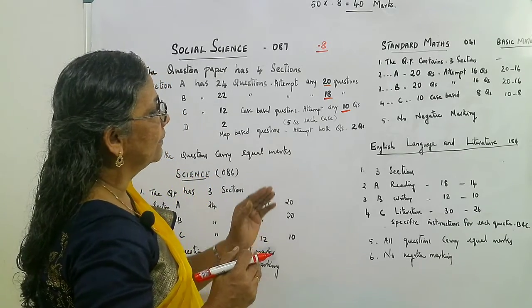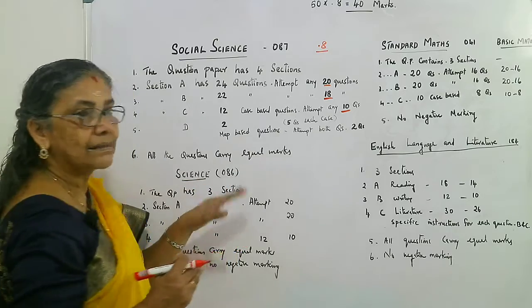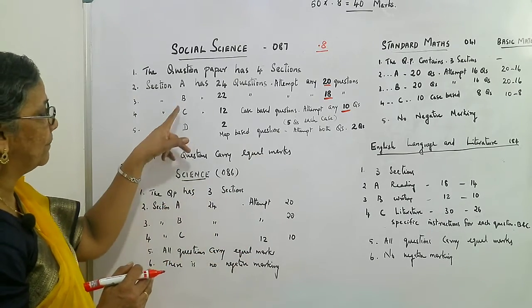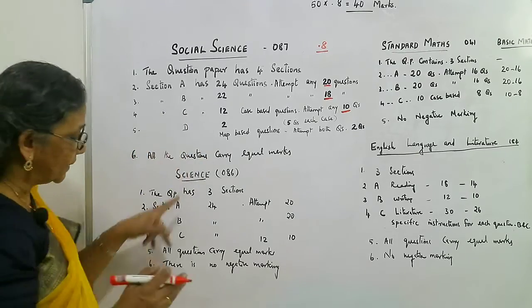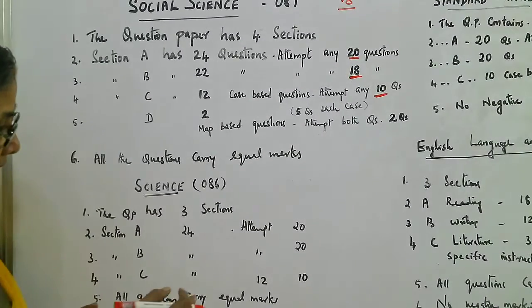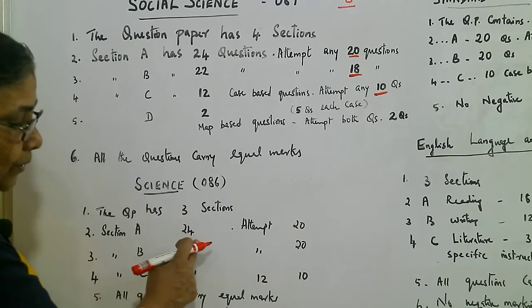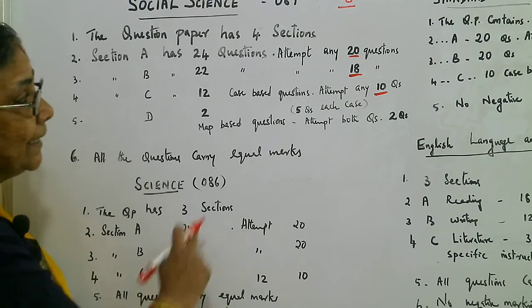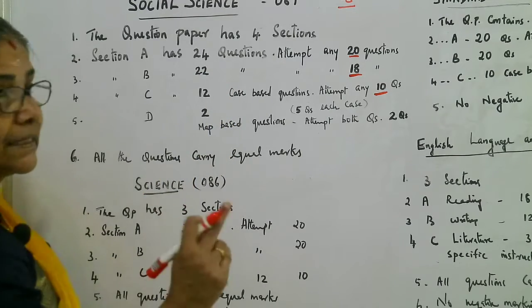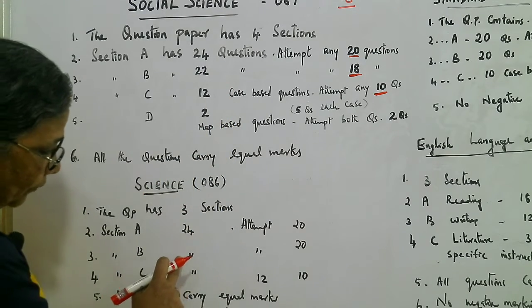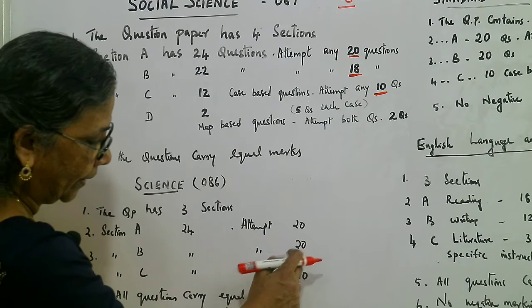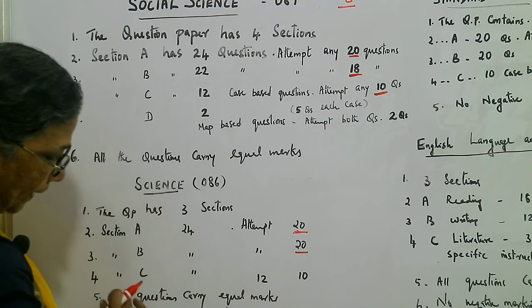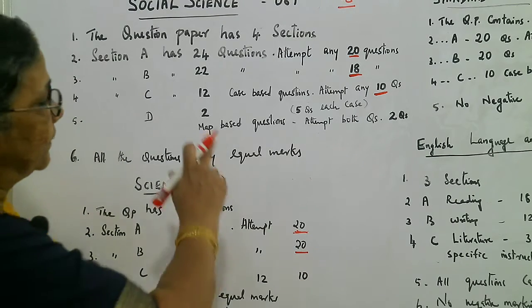Then coming to science, it has 3 sections, A, B, C. In social science 4 sections are there, but here only 3 sections. Section A is 24 questions. As the map is not there, the same way you are getting 24 questions. Here 2 marks are given to the map, that is the difference. Of the 24 you have to attempt 20 questions. So section A 20, section B 20, and section C the same way.